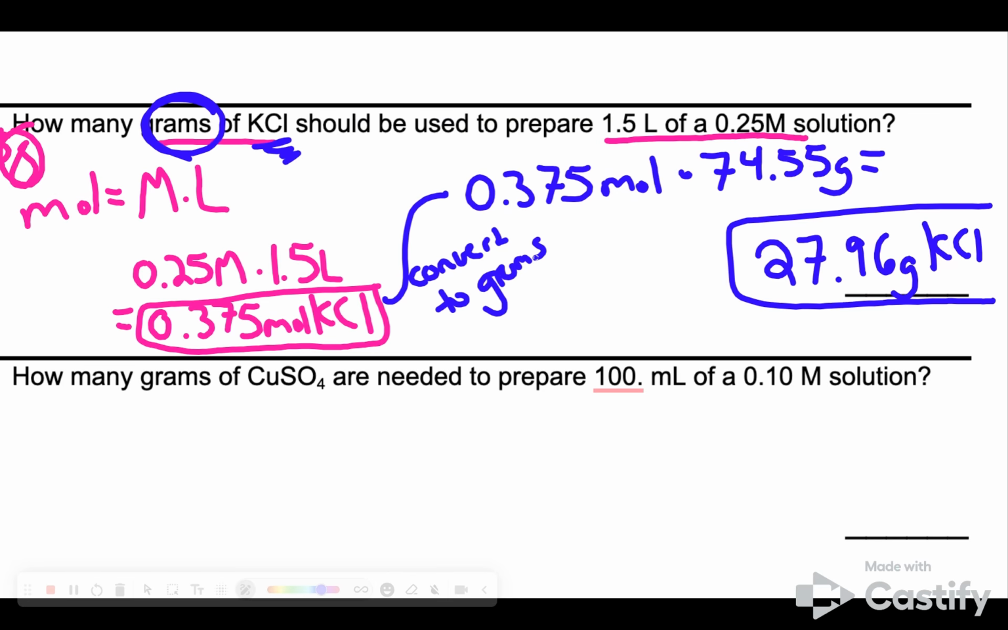So go ahead and copy that problem down, and then go ahead and try 9 and 10.